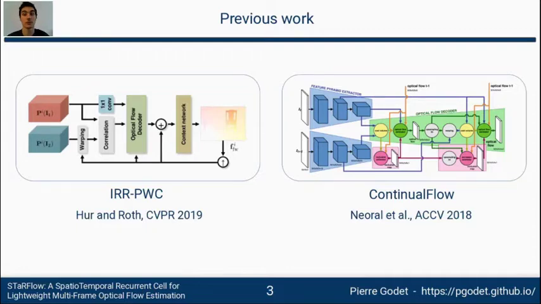IRIPWC, a method based on a convolutional neural network which iterates on the same weights for the different levels of a multiscale estimation process, and continual flow, also a CNN method, which proposes a recurrent multi-frame estimation process by giving the optical flow estimation from the previous time step as an input for the next estimation.